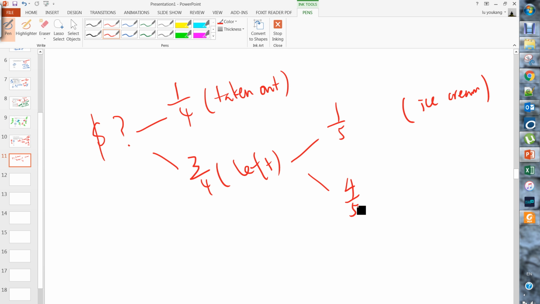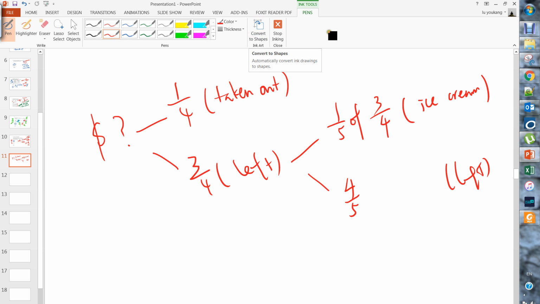We are at this branch, right? So when we are at this branch, 1/5 of this one or of this one? So this 1/5 of is of which one? 1/4 or 3/4? 3. What's the reason? Because we are talking about this 1/5.